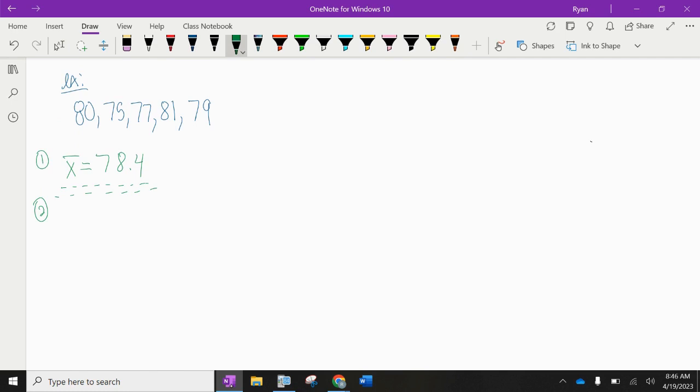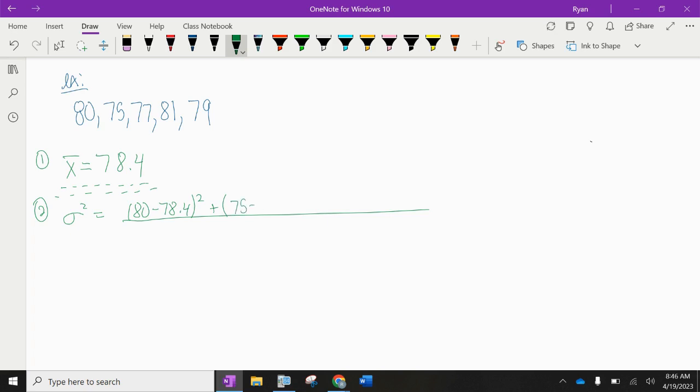Step 1 is to find the mean. We did that. Step 2, we find what's called the variance. So it's this little sigma squared. For this, it's going to be a big numerator. We take each one of these 5 terms. So the first one is 80. Subtract the mean, and then we square it. I could do 80 minus 78.4, or I could do 78.4 minus 80. It doesn't matter. But I'm going to do that with each one of these terms.